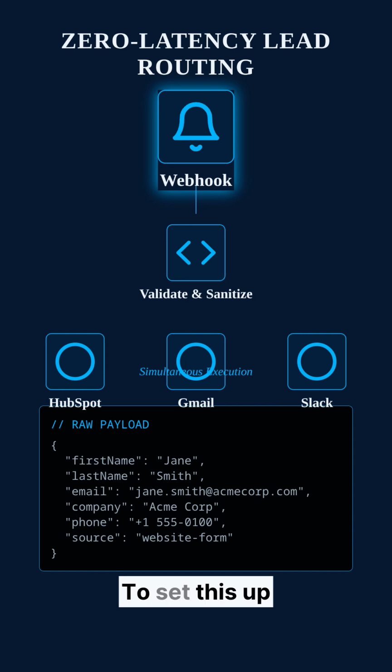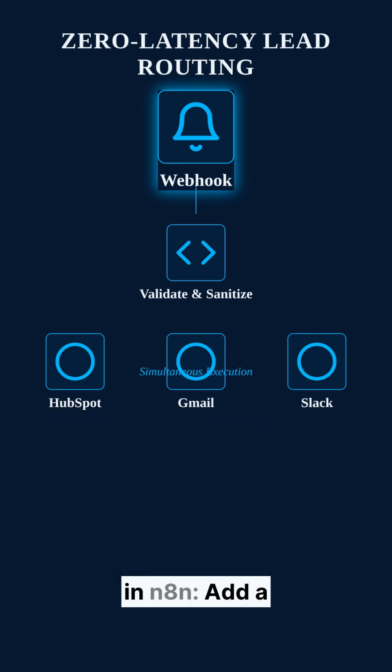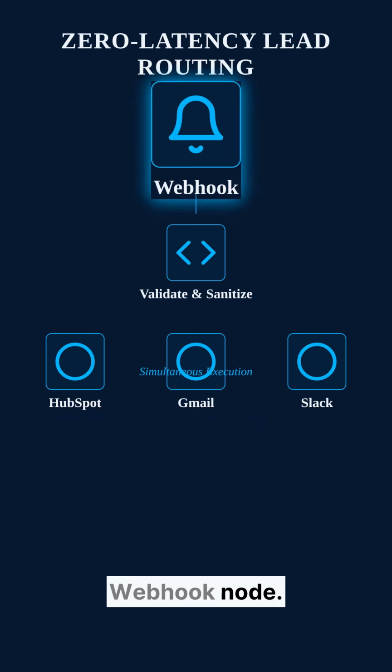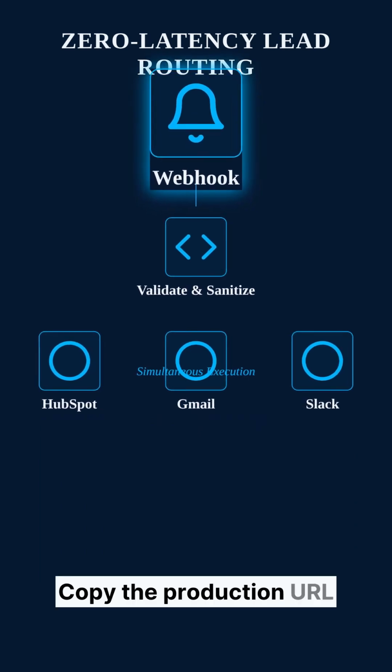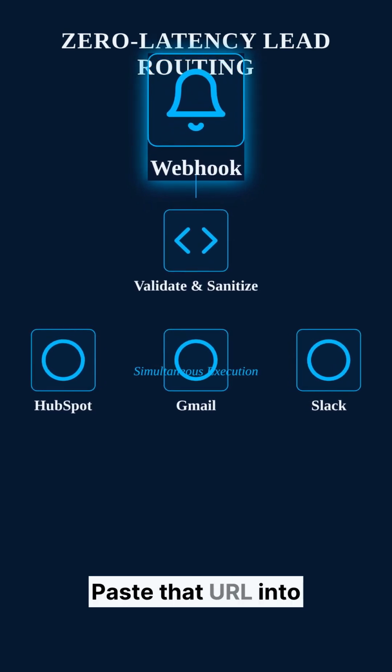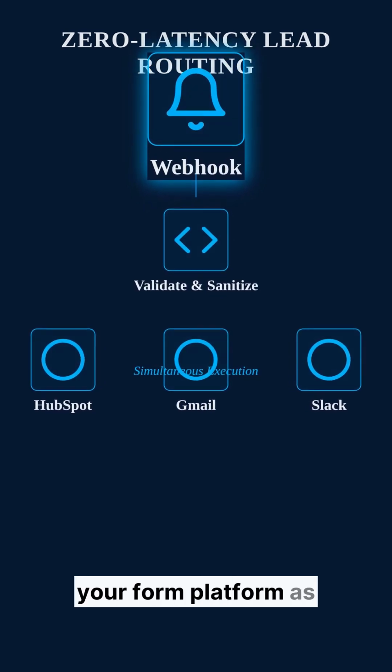To set this up in N8N, add a webhook node, set the method to post. Copy the production URL it generates. Paste that URL into your form platform as the webhook destination. Your form is now wired to N8N.